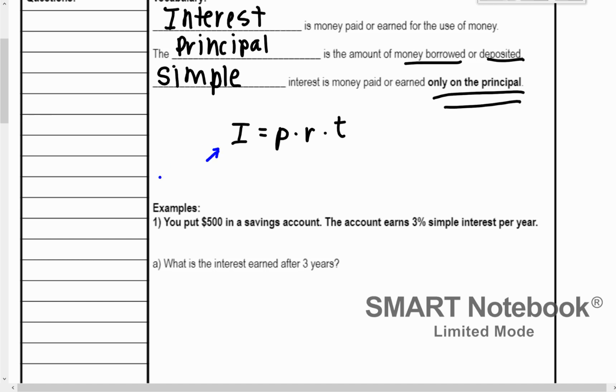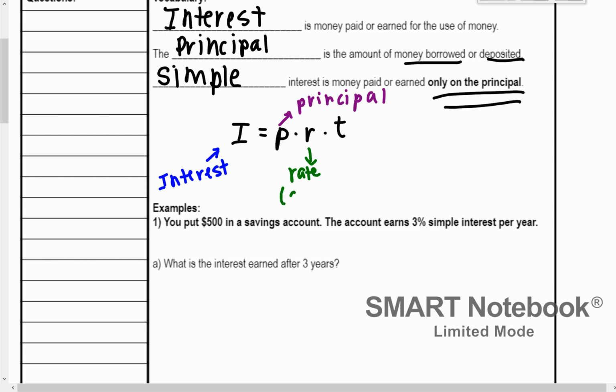I is the interest. This is the money that you are paying the bank on top of what your loan was for, or this is the amount of money the bank is paying you for keeping your money in their savings account. The P, we can guess, stands for principal. This is the amount of money that your loan is for. If I'm buying a $350,000 house, I need a $350,000 loan. That's the principal.